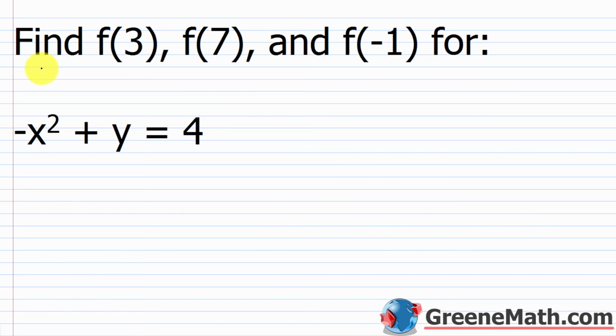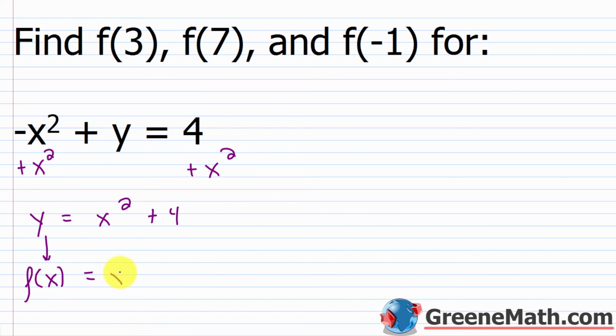So you might be asked to, let's say, find f of 3, f of 7, and f of negative 1, and we have an implicit function here. We have negative x squared plus y equals 4. So what do I got to do? I got to solve it for y first, then replace y with f of x, then do my normal procedure. Okay? It's not much more work. So I would add x squared to each side of this equation, and I would find that y is equal to x squared plus 4. I could then replace y and say y is a function of x. So I use this notation here, and it equals x squared plus 4. So if I want to find f of 3, what do I do?